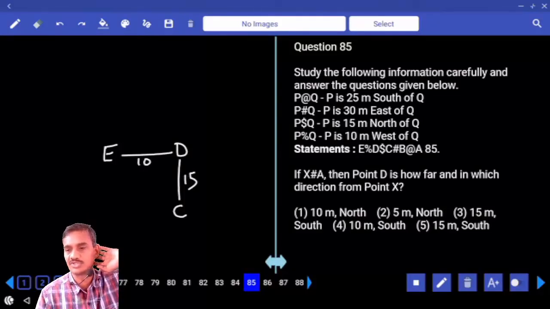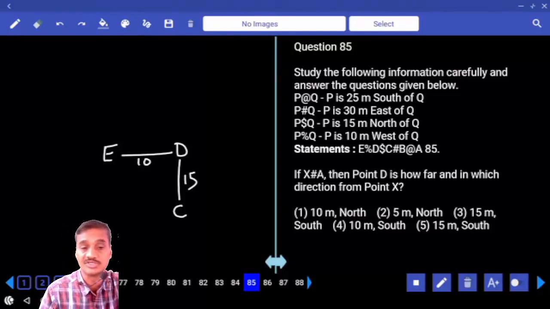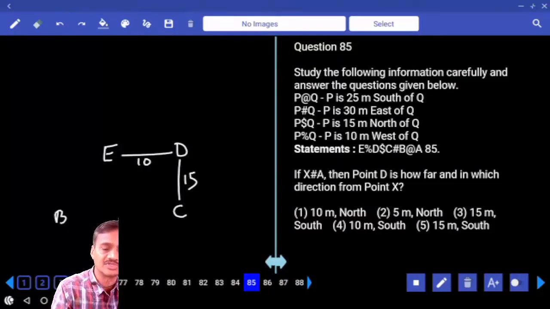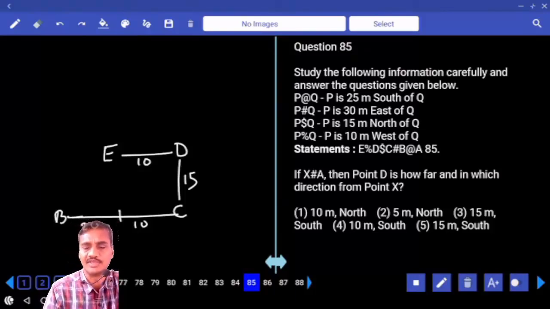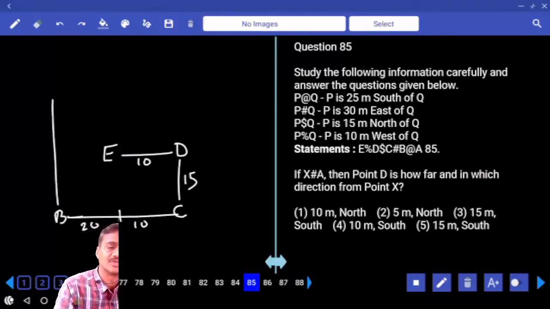And C is to the east of B and the distance is how much? Distance is 30. Up to here it is 10, and this would be 20. And next one, B at the rate of A. At the rate of stands for south, and B is 25 meters to the south of what? South of A. And A is here, and this is B 25. Now up to here this is 15 and this would be 10.